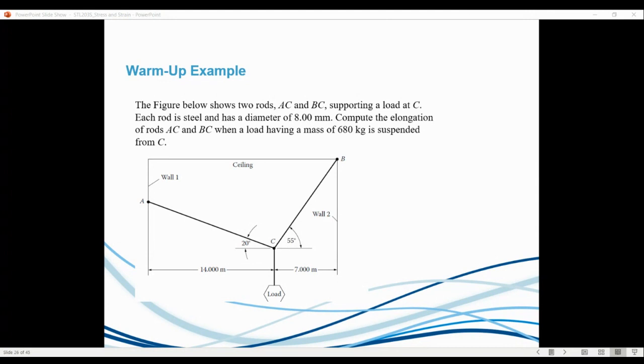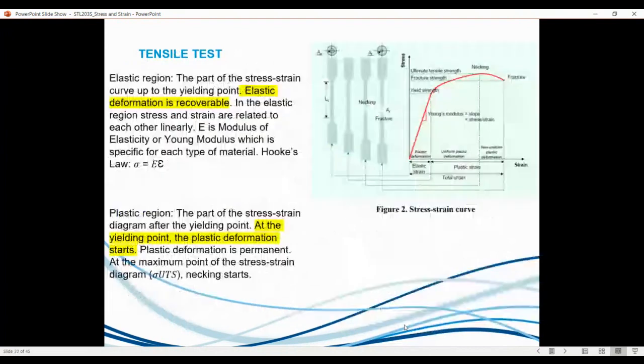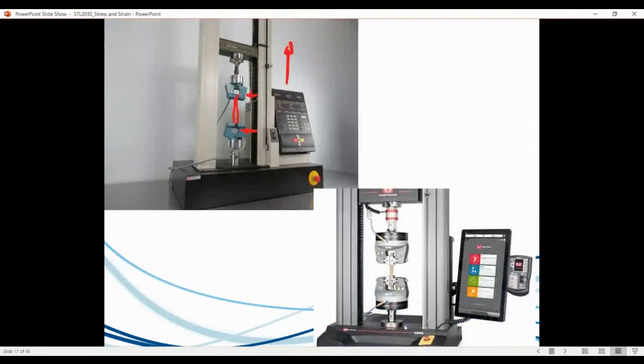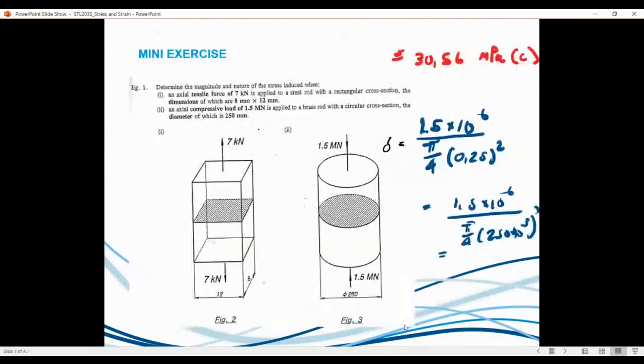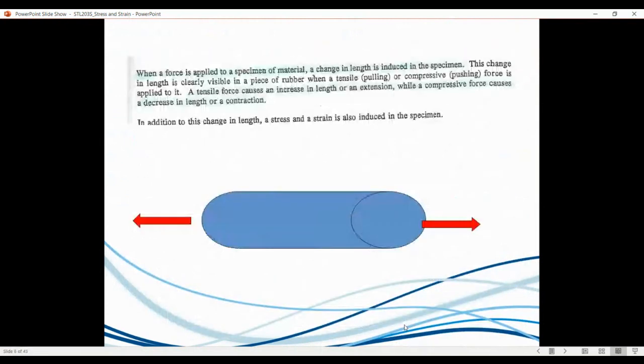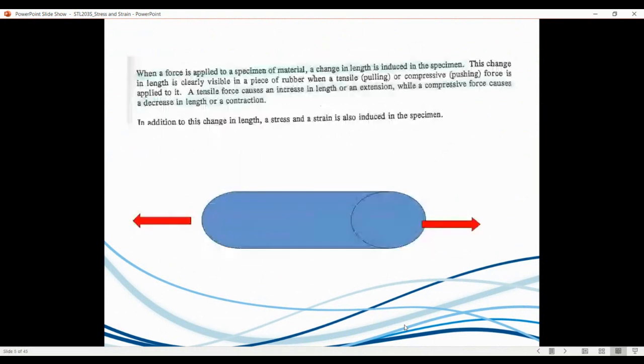Before we proceed, I just want to do a quick recap on what we covered in the last lectures, for students who probably were not registered at the time. So essentially, what we just covered was the concept of stress. What is stress?